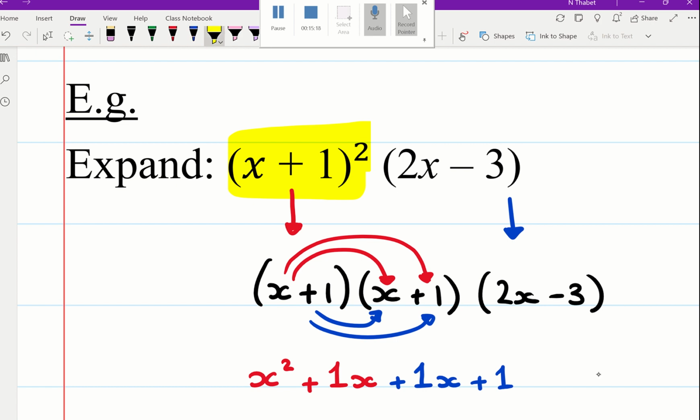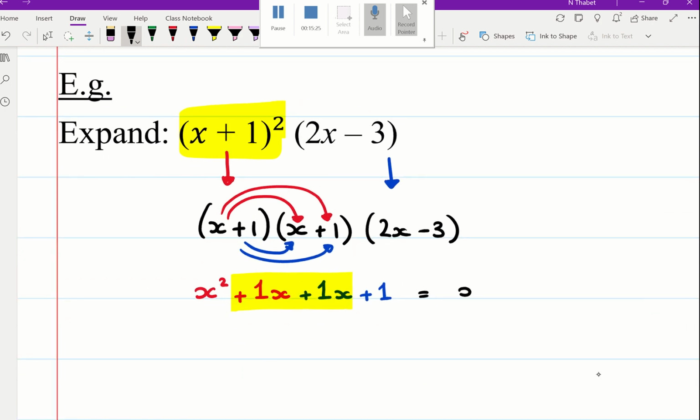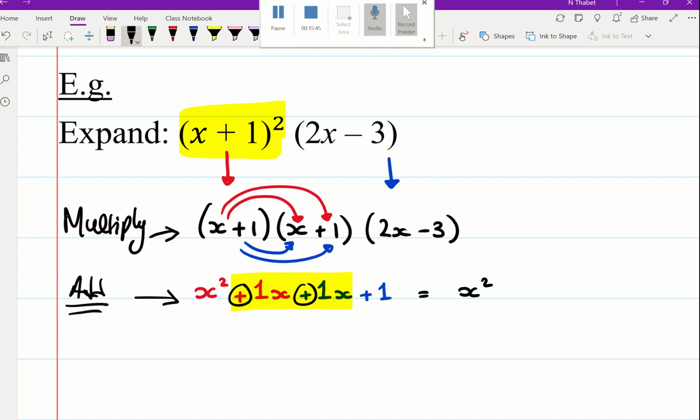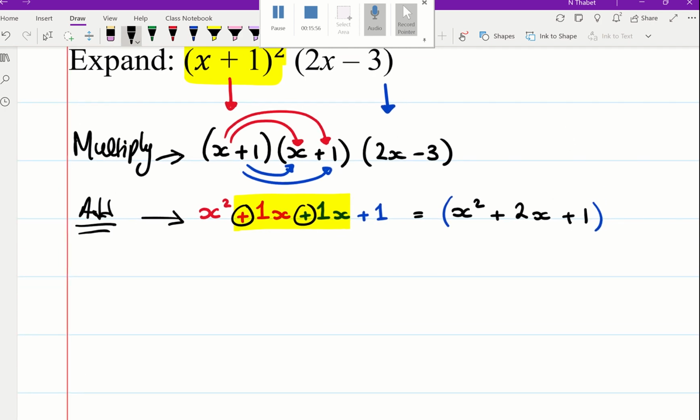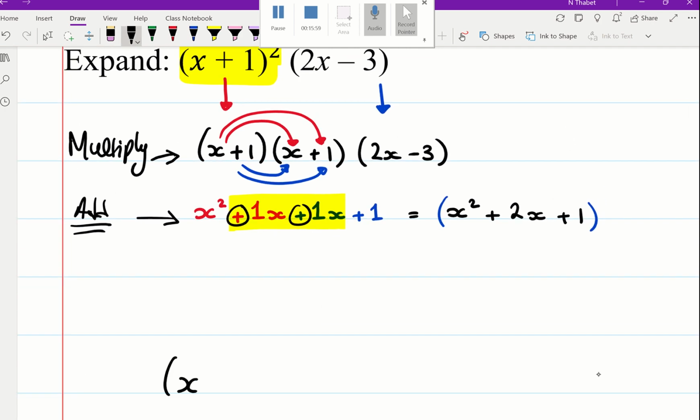And at this point, I would simplify my like terms. I've got x squared, x plus x, 1, add 1, not multiplication. This time it's an addition because you see a plus. So here we multiply, but here there's no multiplication, there's no brackets anymore. We are adding. 1 add 1 is a positive 2x, and then plus 1. And at this point we put our brackets because we're going to multiply by the third one. So I've got x squared plus 2x plus 1 times 2x minus 3.